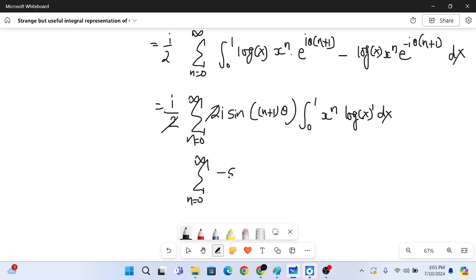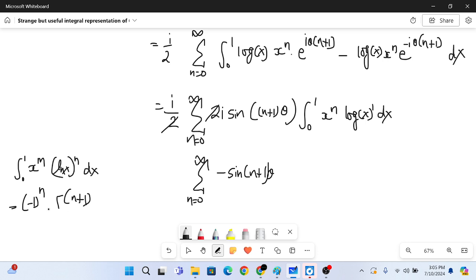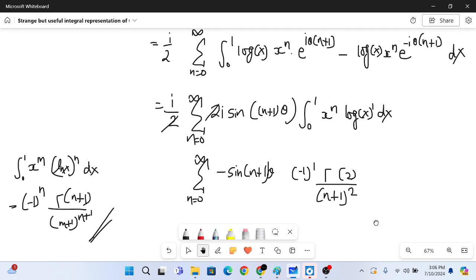This is just minus sine of (n plus 1)θ. Now this is actually a standard formula: the integral from 0 to 1 of x to the power m times (ln x) to the power n dx. If you have this integral, the answer is minus 1 to the power n times gamma of (n plus 1) divided by (m plus 1) to the power (n plus 1). Using this gamma formula, we can find its answer. So that will be minus 1 to the power 1 times gamma of 2 by (n plus 1) squared. With this formula, we are really close to the solution.